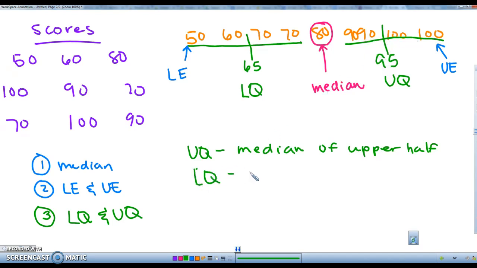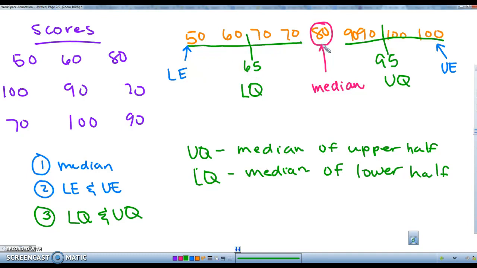My lower quartile is the median of the lower half. So between 60 and 70, those are my 2 middle numbers. Add them together, that's 130. Divide by 2, I get that 65.